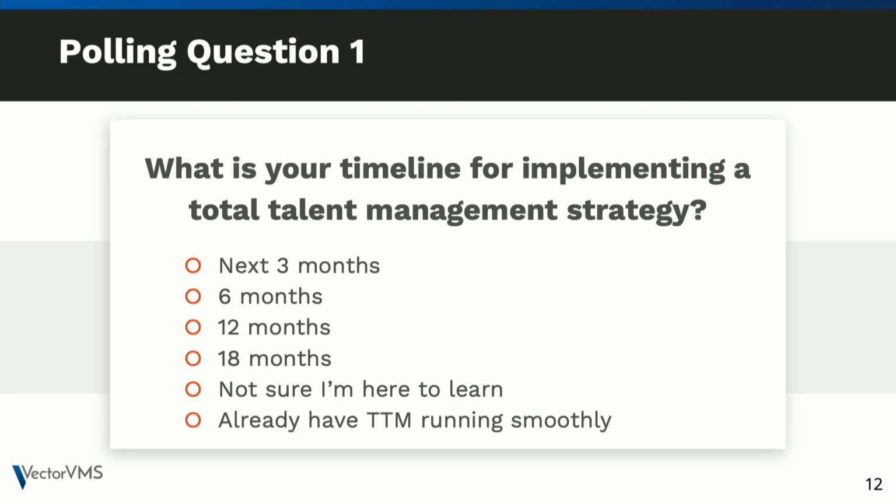As was mentioned, we have a couple different polling questions today to understand what total talent means for you and how you feel about it. Starting with our first question, what is your timeline for implementing a total talent management strategy? Is this something you're looking at in the next 3 months, 6 months, a year, year and a half? Not sure, I'm here to learn and determine what that strategy is, or I already have a great total talent management program running smoothly today. We'll give you some time to go in and start completing this first polling question with us.